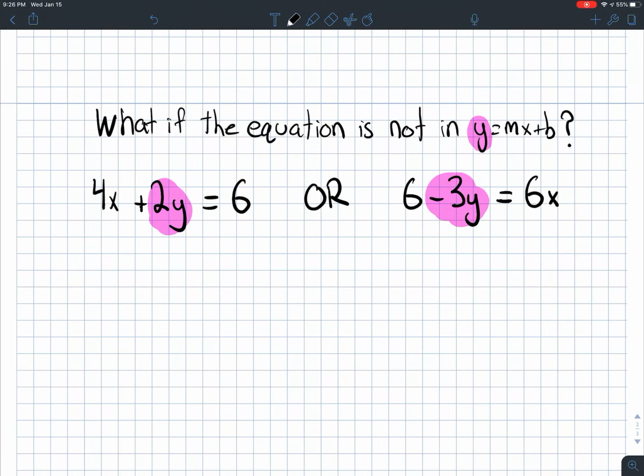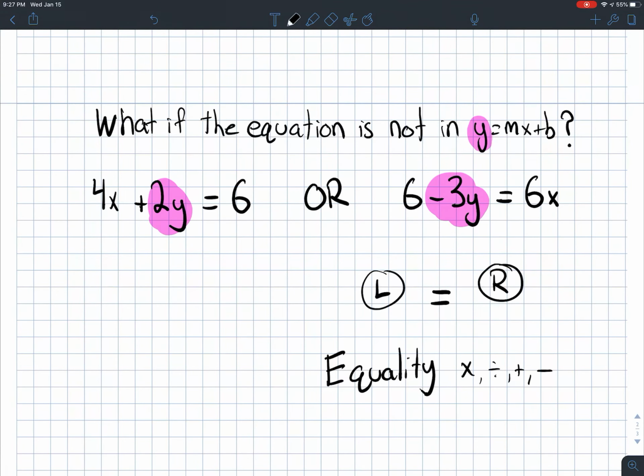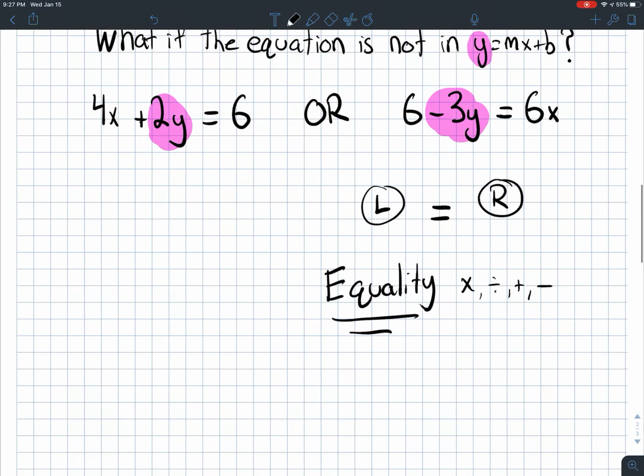So in order to get that by itself, we're going to be taking advantage of a property in math called the equality property, which is a property that can be used with multiplication, division, addition, or subtraction. And it's real important, which basically states that every equation has two sides. It's got a left side and it's got a right side. And as long as what you do retains equality on both sides, then it's legal to do.